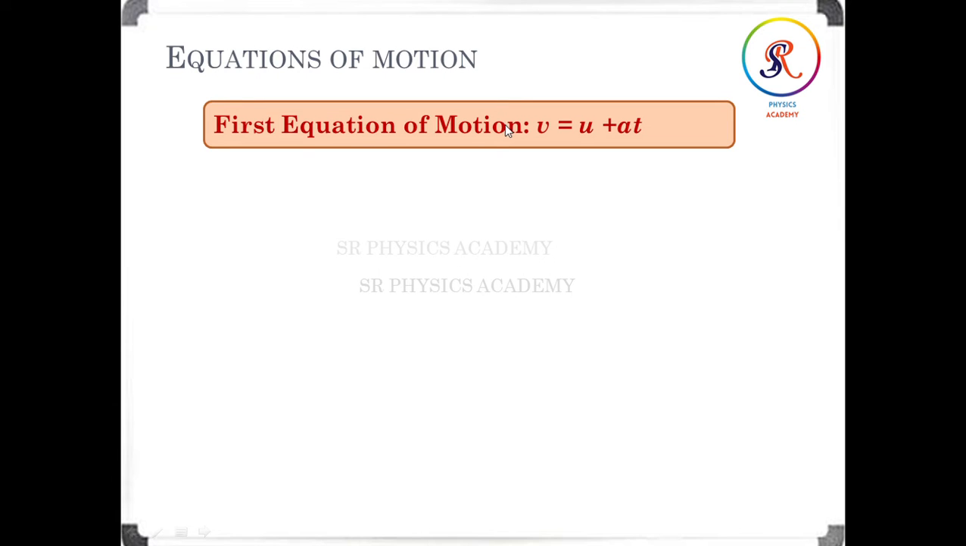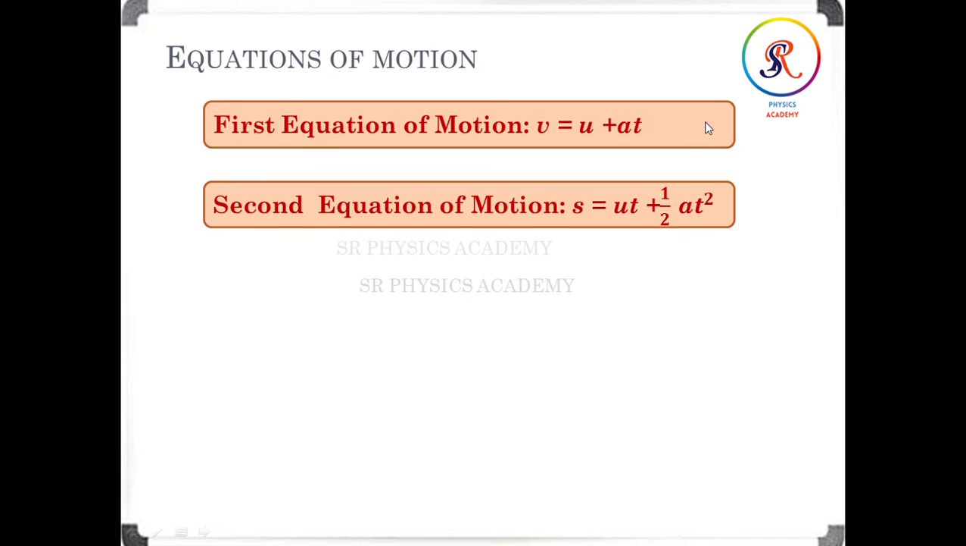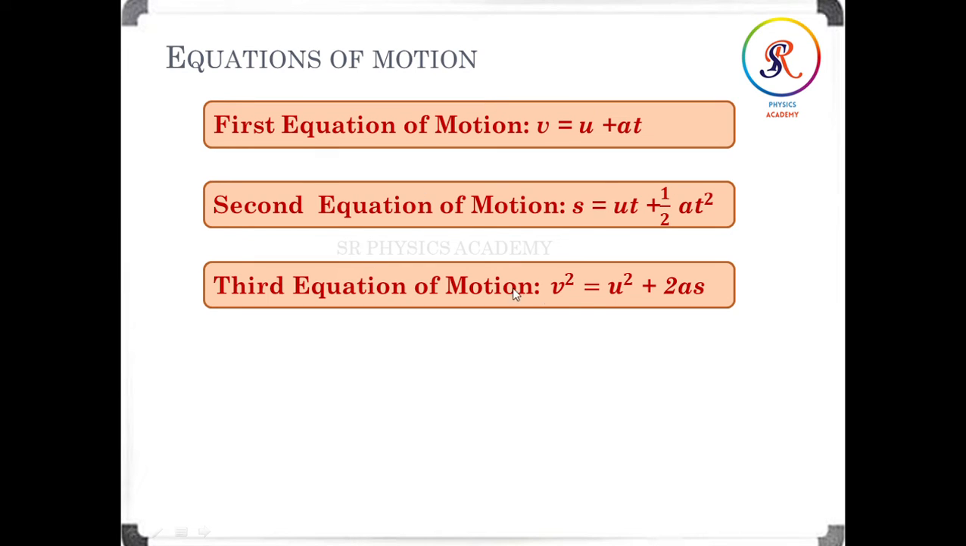So, the first equation of motion is V equal to U plus AT. In this equation, basically velocity time relation is shown. The second equation of motion is S equal to ut plus half at square. This is the equation for distance time relation. And the third equation of motion is v square equal to u square plus 2as. This equation is for distance velocity relation.